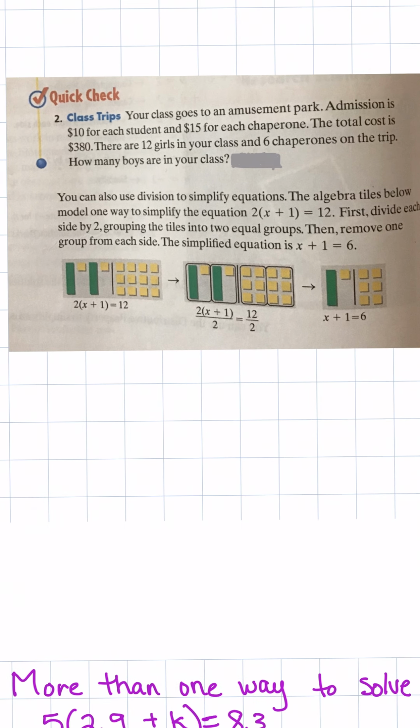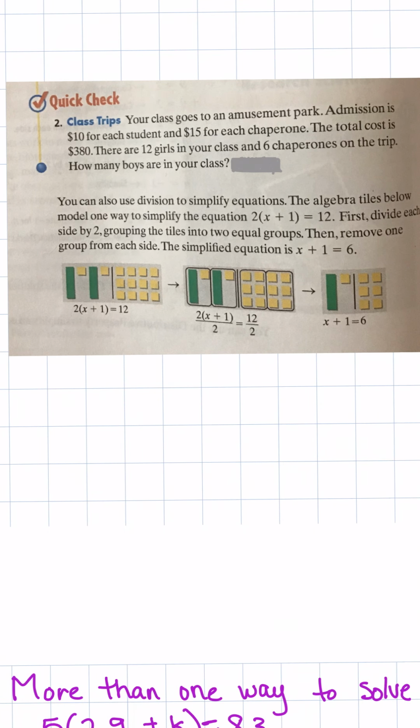Okay, here is a problem that I want you to solve. Your class goes to an amusement park. Admission is $10 for each student and $15 for each chaperone. The total cost is $380. There are 12 girls in your class and 6 chaperones on the trip. How many boys are in your class? See if you can figure that out on your own. Press pause, do some work, and then come back to me.